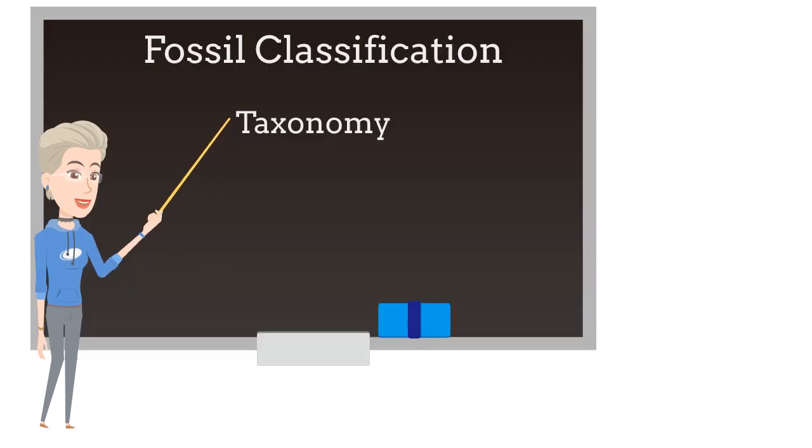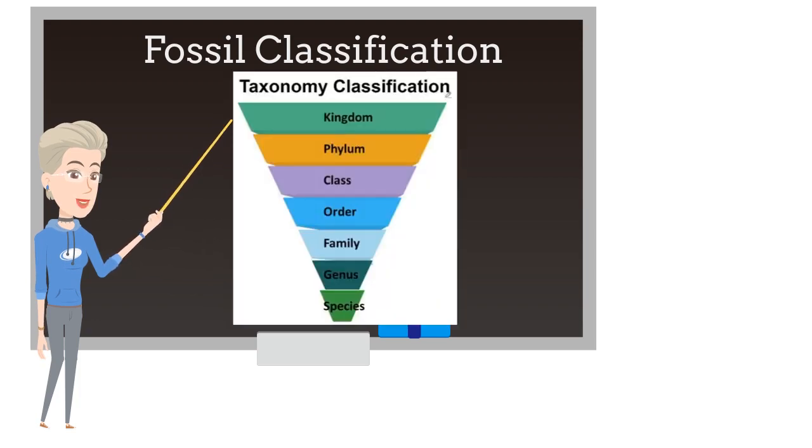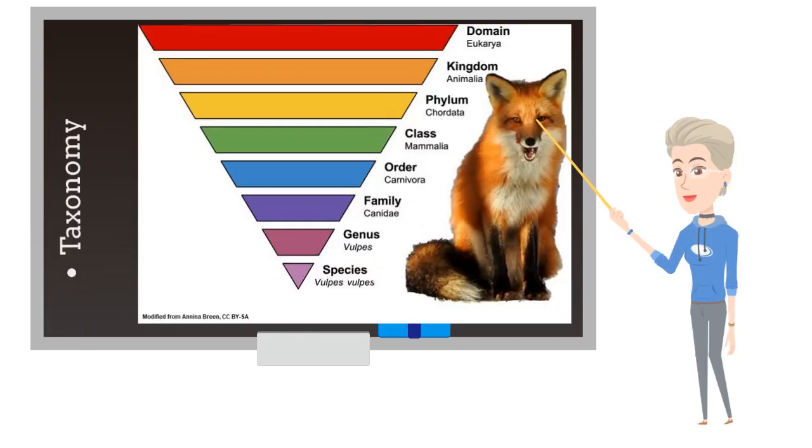Now I will introduce you to fossil classification. Let's start with what taxonomy is. Fossil organisms are classified using a hierarchical system. Taxonomy organizes organisms into groups based on their similarities and evolutionary relationships. Fossils are assigned to various taxonomic ranks such as kingdom, phylum, class, order, family, genus, and species. Here we have, as an example, the taxonomy of Vulpes vulpes, the case of the American red fox.